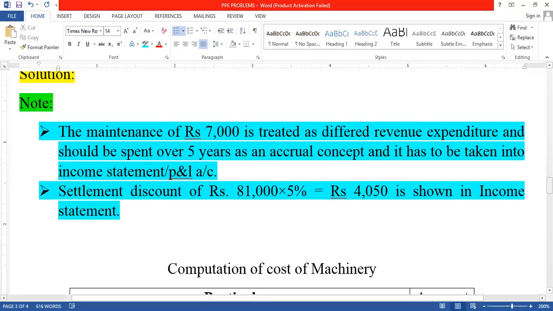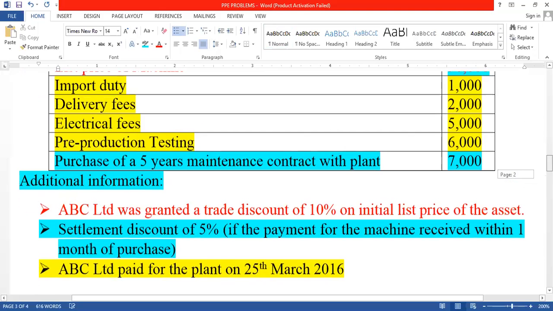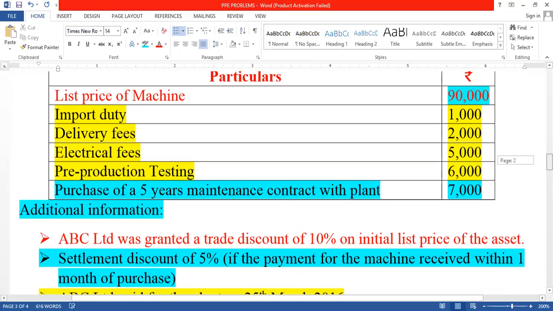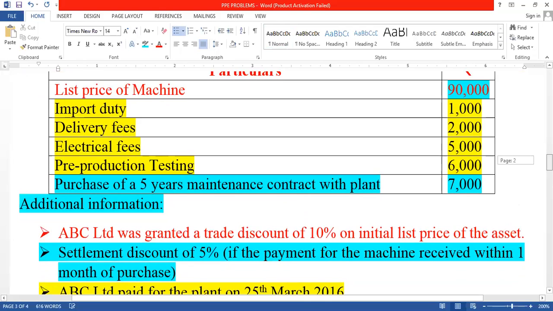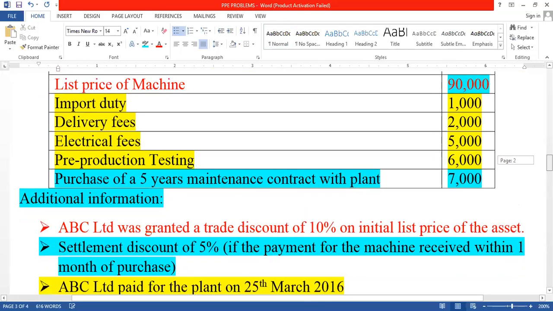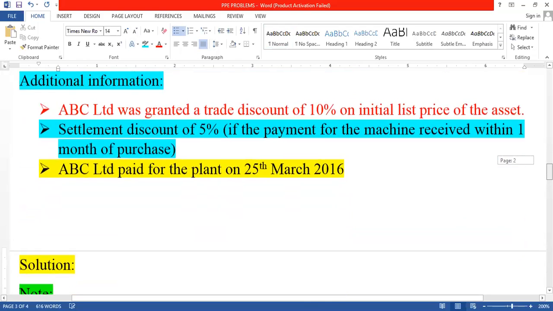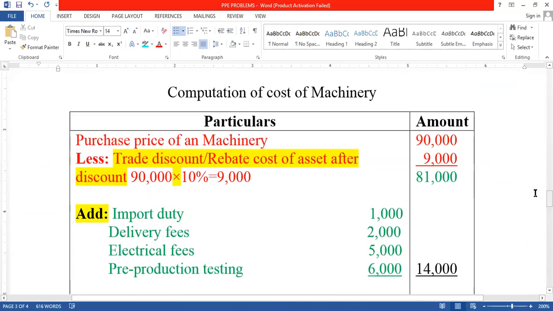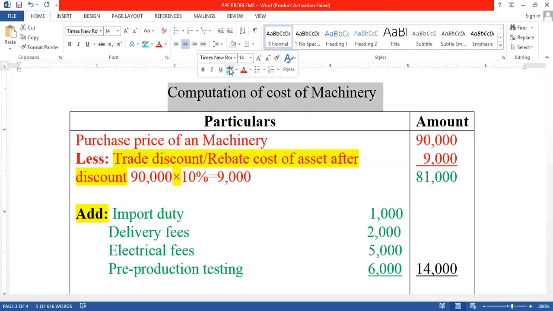See, this is about the problem. They have given simple information. You should consider all these items except the trade discount; you should calculate how much trade discount we incur. So now we are moving to the solution of this problem. First, you should write down the heading: computation of cost of machinery.